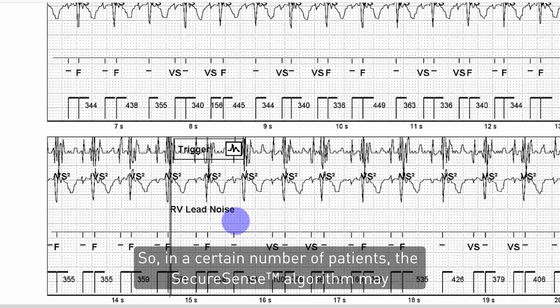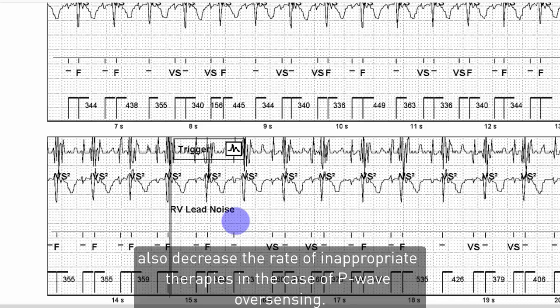So, in a certain number of patients, the secure sense algorithm may also decrease the rate of inappropriate therapies in the case of P-wave oversensing.